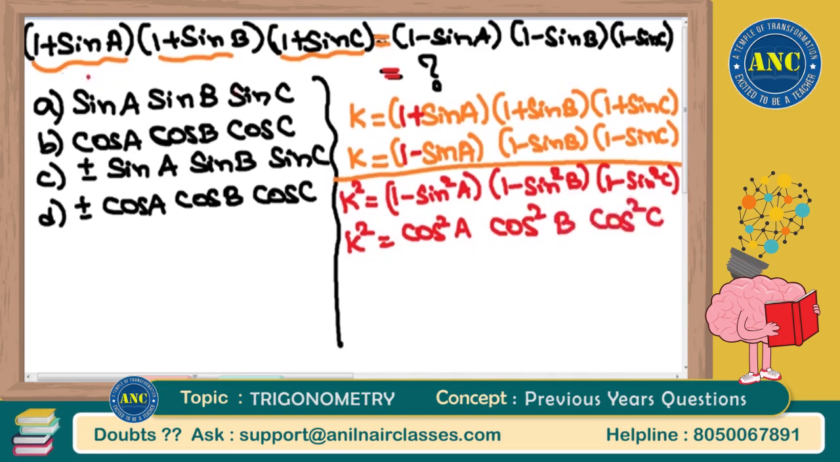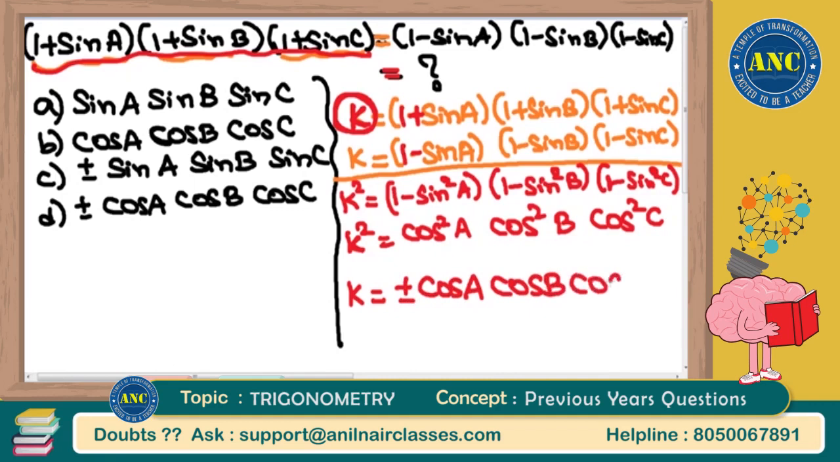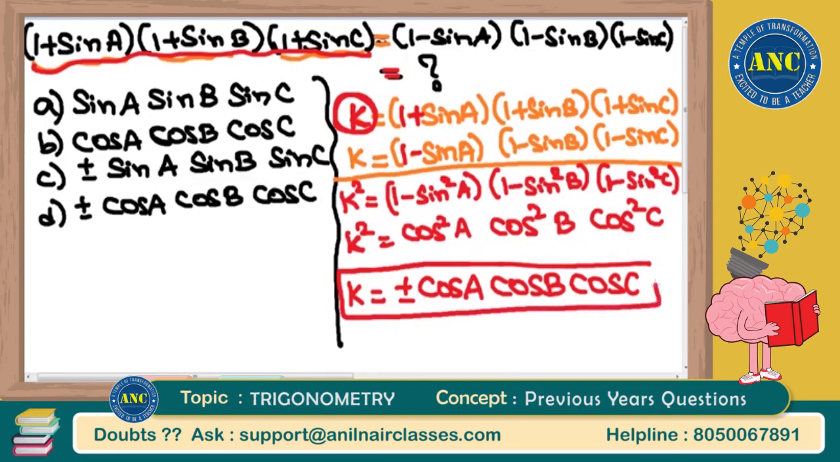But what is it that I require? I require the product of these three terms. Those three terms I called k. That means I don't want k square, I want k. k will be the square root of cos square A, cos square B, cos square C. If I remove that square root, it is plus or minus cos A cos B cos C. Very easily you can solve these questions by equating to a variable called k.